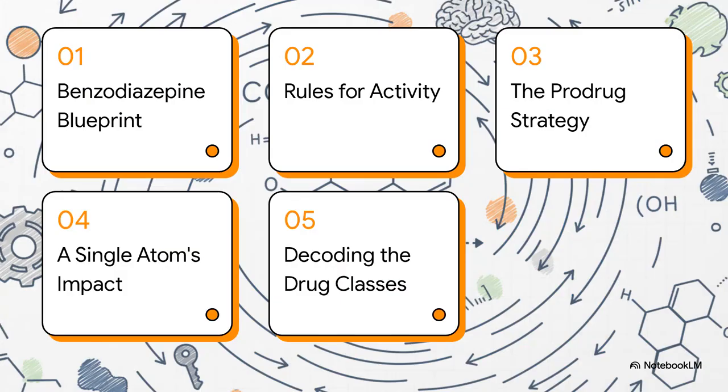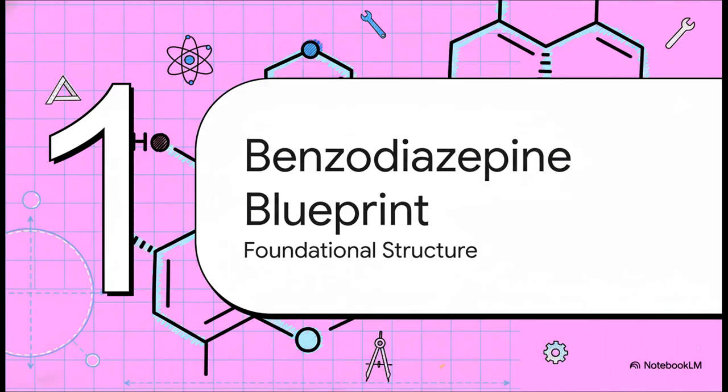So here's our game plan. First, we're going to look at the basic blueprint of all benzodiazepines. Then we'll get into the strict rules that a molecule has to follow to have any effect at all. We'll also check out a really clever trick called the pro-drug strategy, and you'll see the massive impact of changing just one single atom. And finally, we'll put it all together to see how these drugs are categorized. All right, let's dive right in.